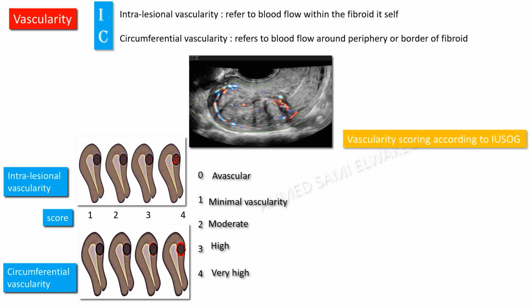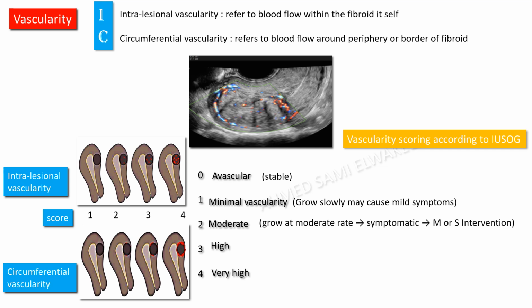Prognosis of fibroids based on vascularity score. Score 0, avascular. Prognosis stable, unlikely to grow or cause significant symptoms. Require conservative management. Score 1, minimal vascularity. Prognosis slow growth, mild symptoms may occur, typically requires monitoring. Score 2, moderate vascularity. Prognosis moderate growth, potential for symptoms like heavy bleeding, may need medical or surgical intervention.